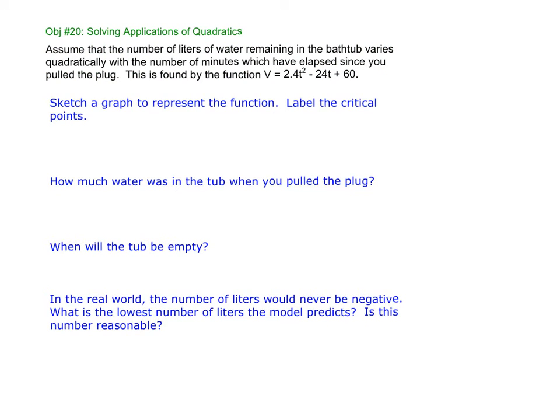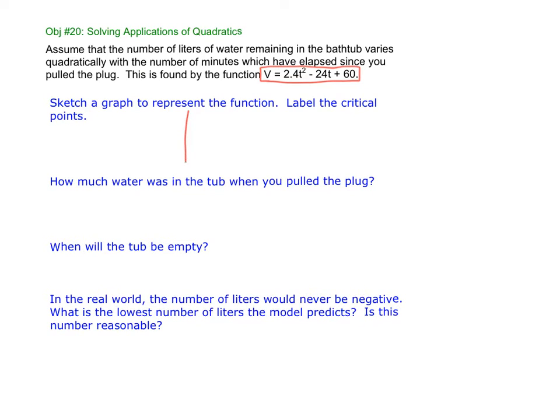Assume the number of liters of water remaining in the bathtub varies quadratically with the number of minutes which have elapsed since you pulled the plug. This is found by this function. All right, so that's our function. Sketch a graph. So pause the video. You could try this on your own. So let's see. So we're going to sketch a graph of the function, label the critical points.